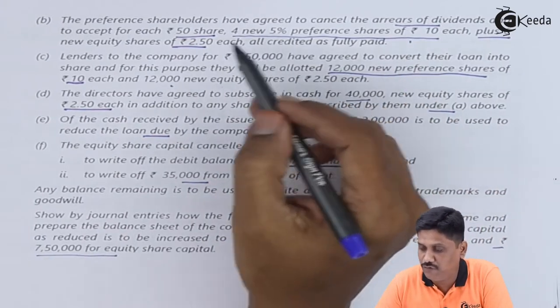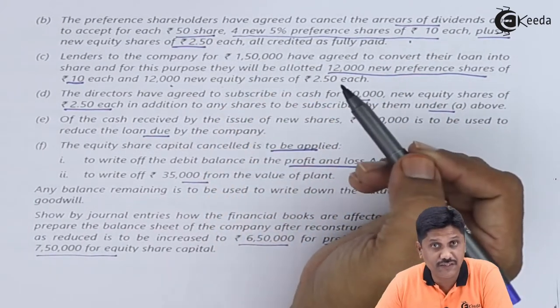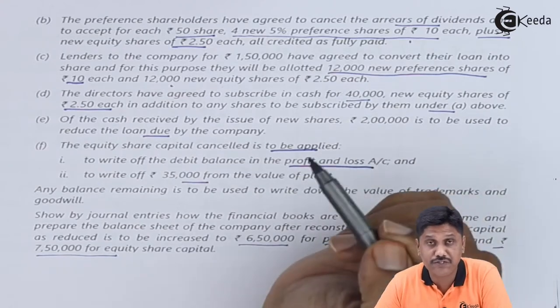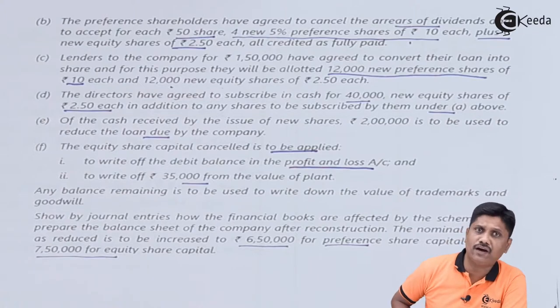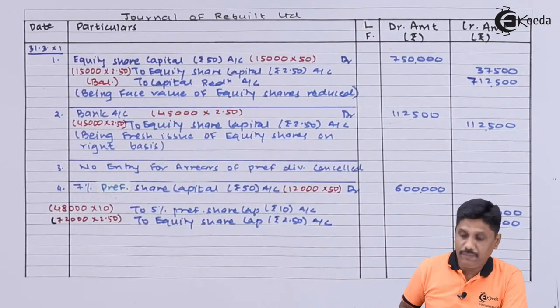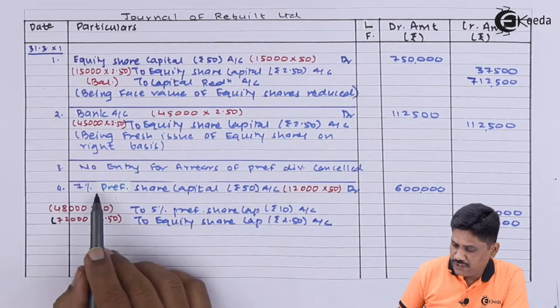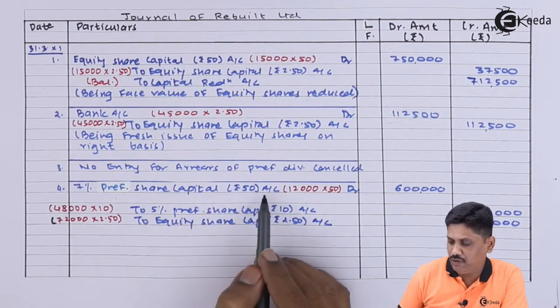So in exchange of 50, you are paying 55, so there has to be a loss. Per share 5 rupees ka loss ho raha hai. Let us do the entry and I will make it clear in my accounting entry. Friends, I am recording the entry. Already I have debited 7% preference share capital of rupees 50 each.